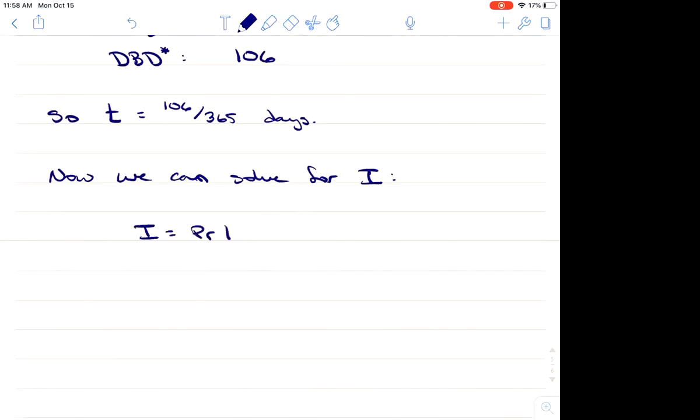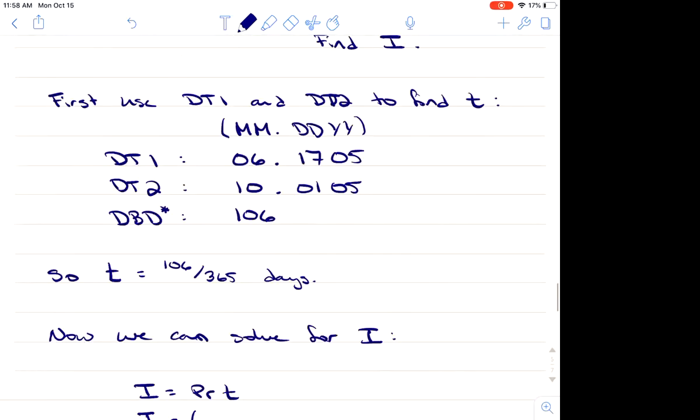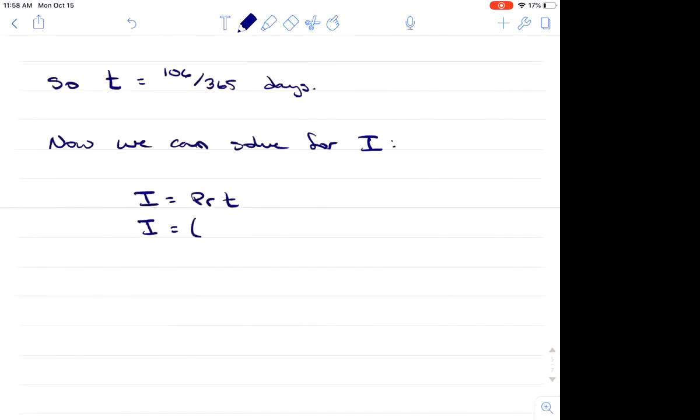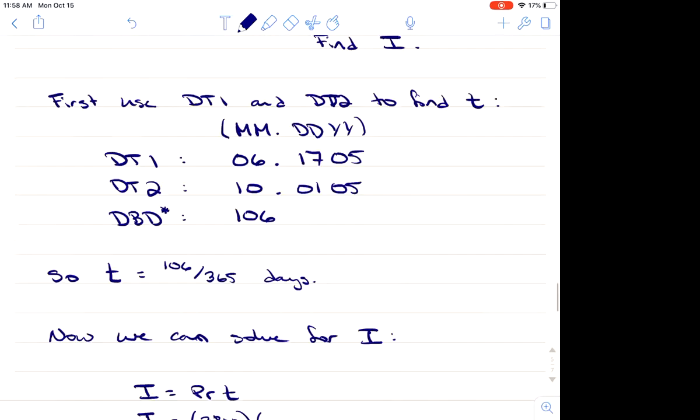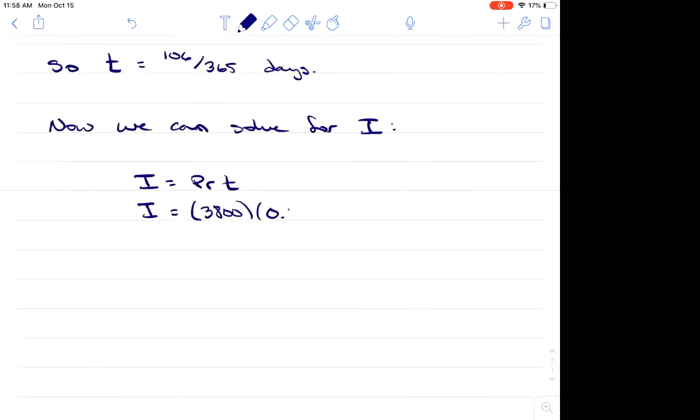I equals PRT. P was, can't remember, 3,800. R, we were told, was 0.1075. And now T is 106 divided by 365. We're multiplying and dividing, and that's it. So we can do these in any order, and it's still legal.